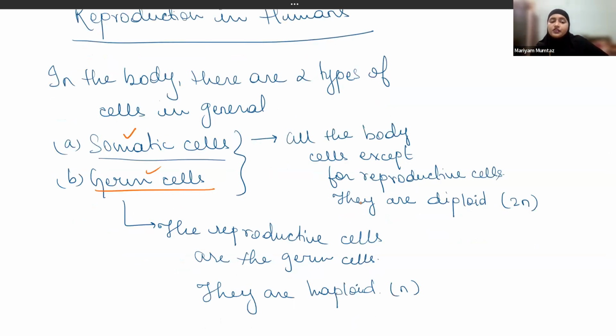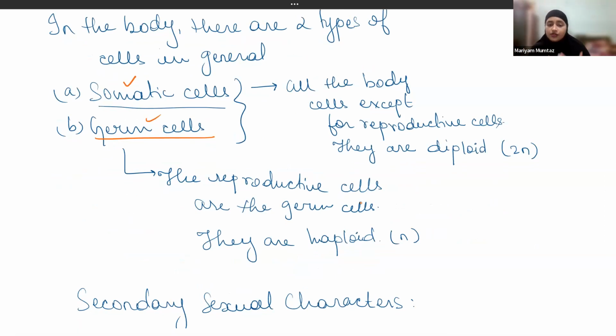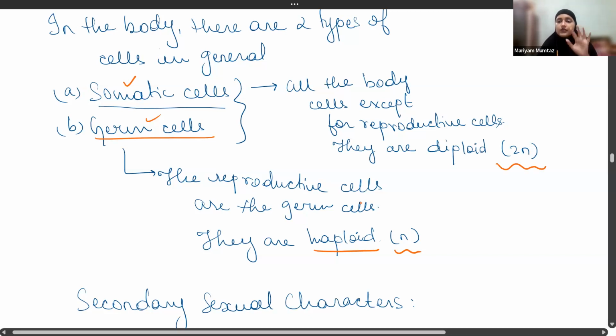Now, let us talk about the second type of cell in our body, that is germ cells. Germ cells are those reproductive cells. Let's talk about the ploidy level. The somatic cells are always diploid; they have two sets of chromosomes. The germ cells are always haploid; they have only one set of chromosomes. So our body in general has two types of cells, somatic and germ cells.